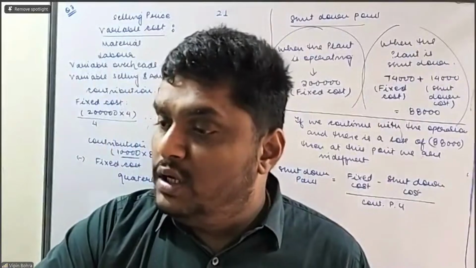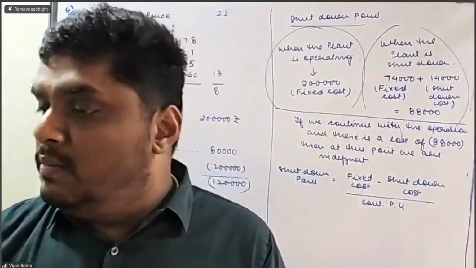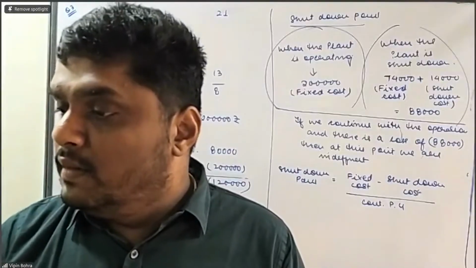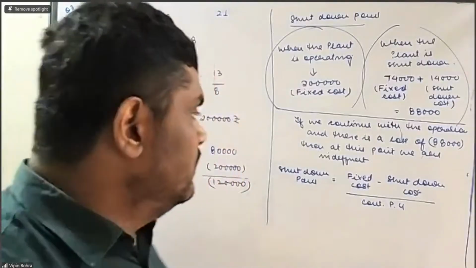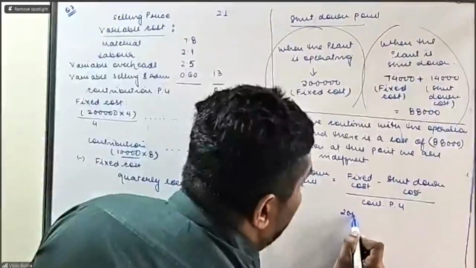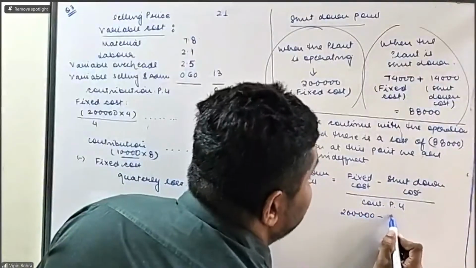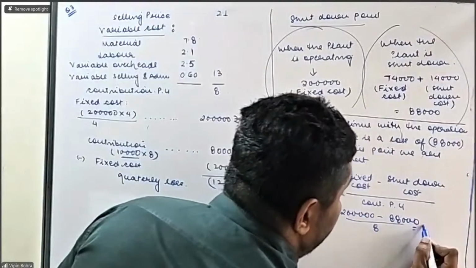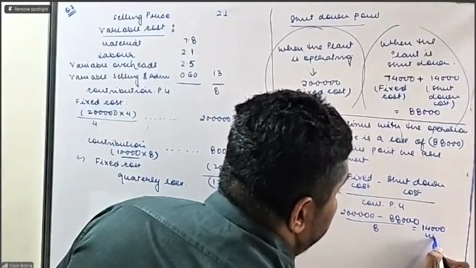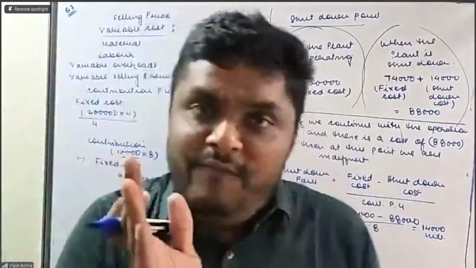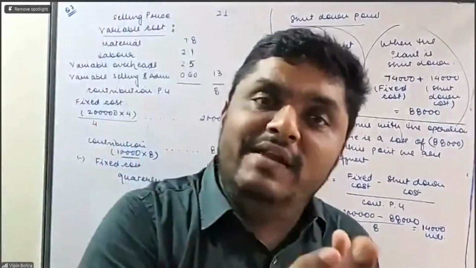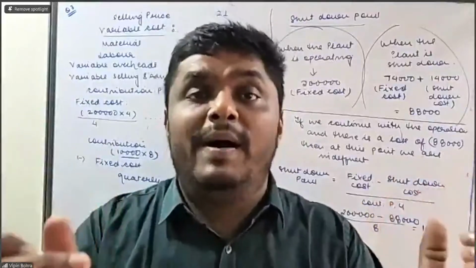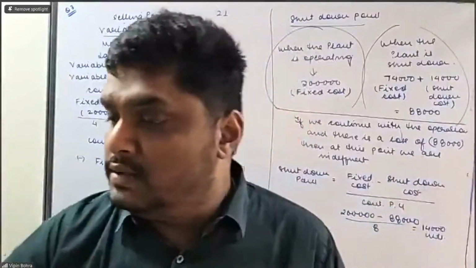Yes, Julie, Pooja, Tanu, Meenu, Prem Kumar, Almas. 2 lakh minus 88,000 divided by 8, which is my contribution per unit, gives 14,000 units. So if we are manufacturing and selling less than 14,000 units, it is better to shut down because the loss will be more than 88,000.